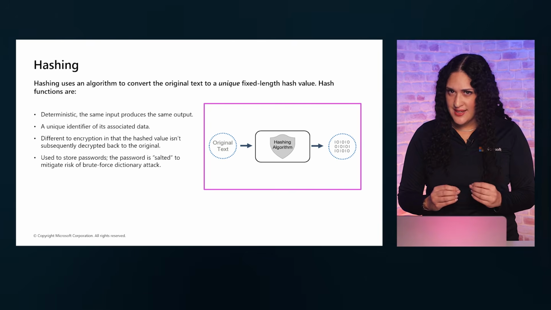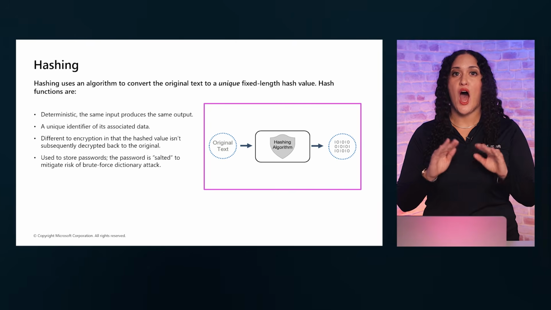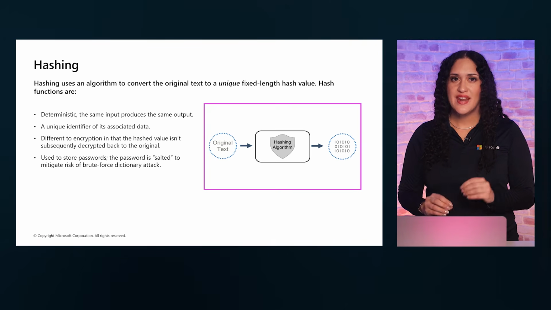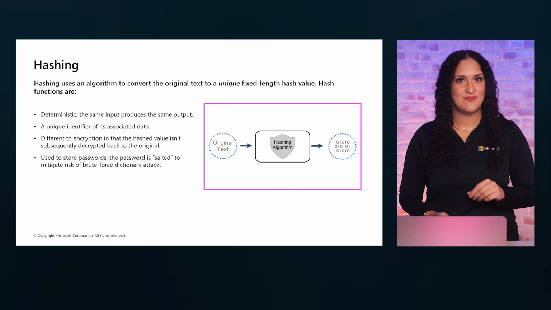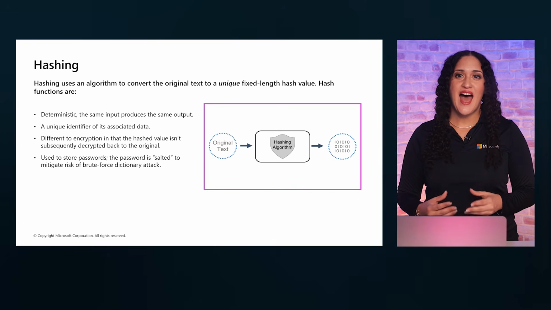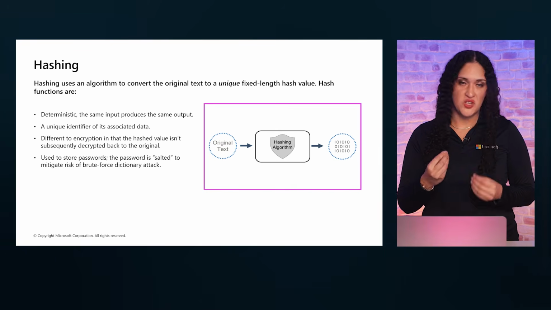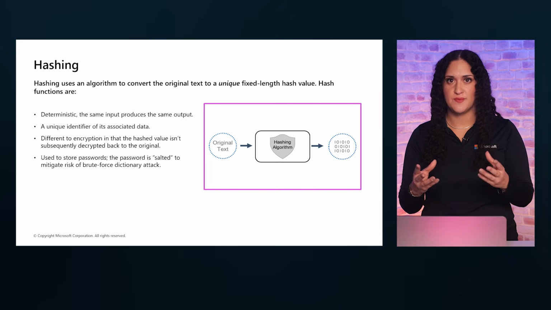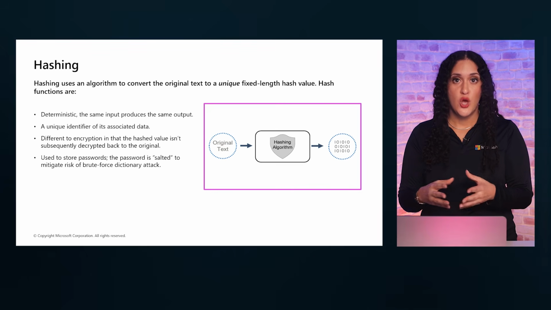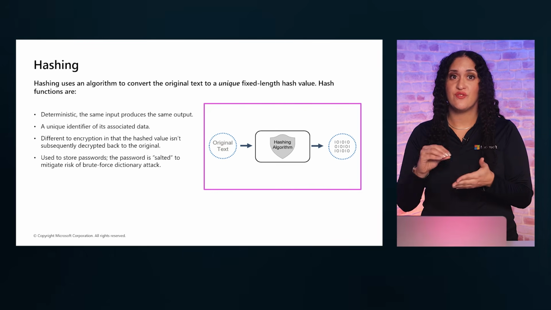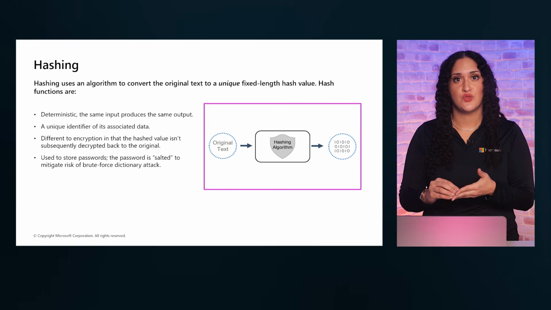While encryption protects data by making it unreadable without a key, the next concept focuses on protecting data in a different way, called hashing. Hashing takes an input, such as a password or a piece of text, and runs it through a mathematical algorithm to produce a fixed length value, which we call a hash.